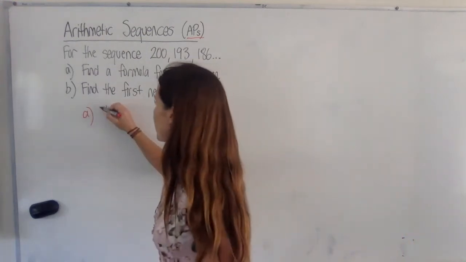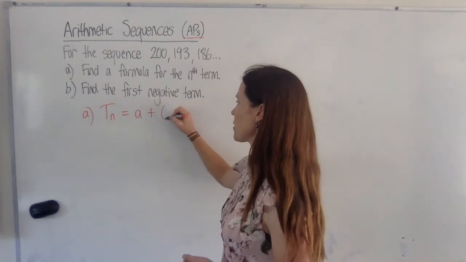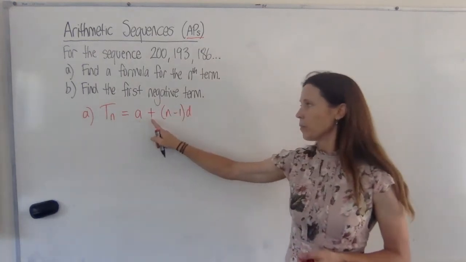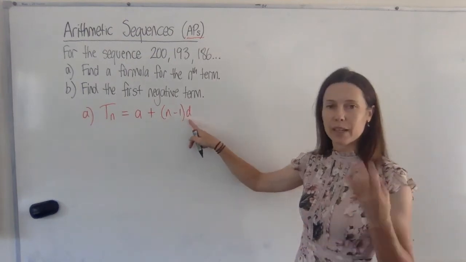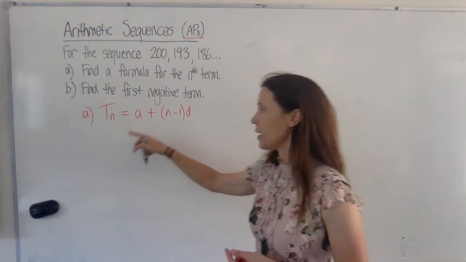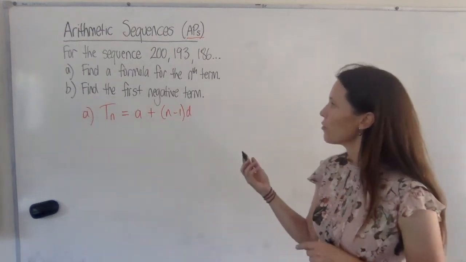Start by always writing this out. The nth term is equal to a plus (n minus 1) d. So it's the first term plus a certain number of d's. How many? Well, just slightly less than whatever term we have. Now, if you've memorised it with the d out the front there, that's fine. You can use your version.